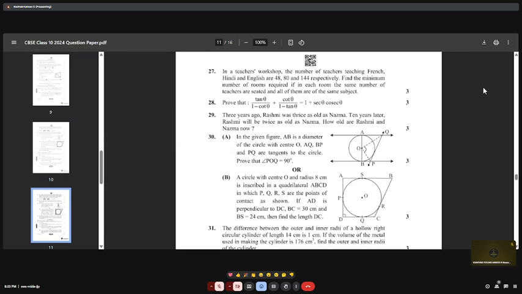Number 29. 3 years ago, Rashmi was thrice as old as Nazma. 10 years later, Rashmi will be twice as old as Nazma. How old are Rashmi and Nazma now? This is also, I think, a proportion problem. Okay, it should have come even before 10th standard, I think. So you all should be able to do it. Simple algebra problem.